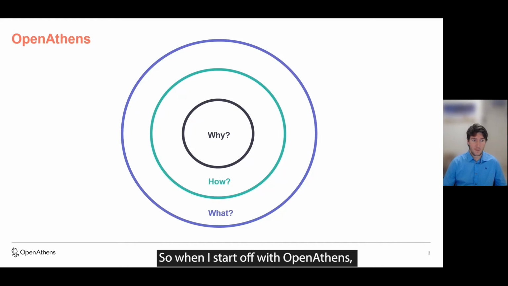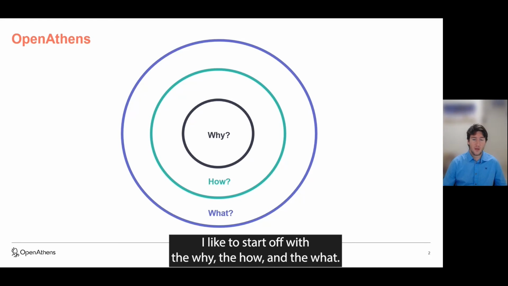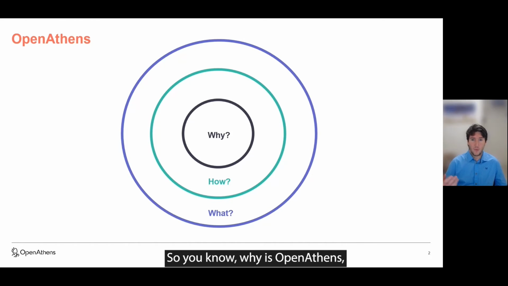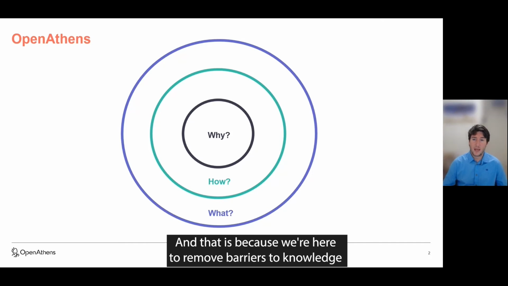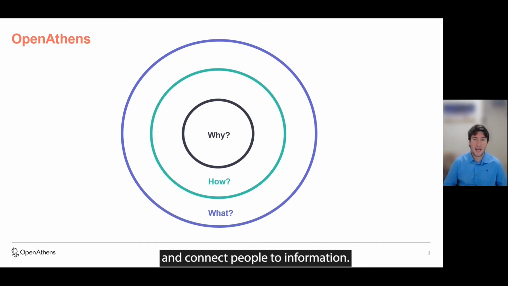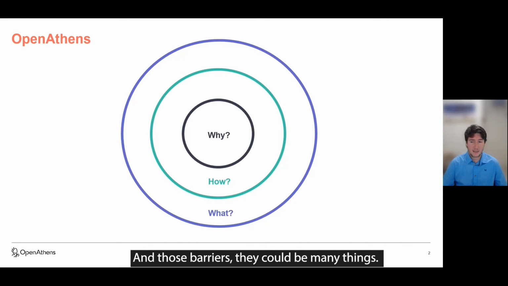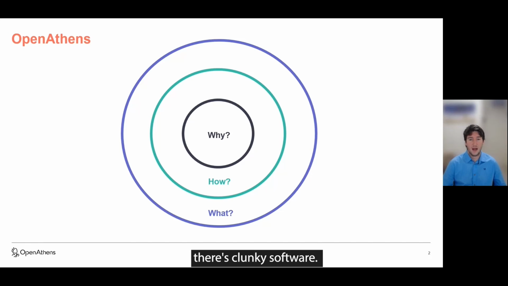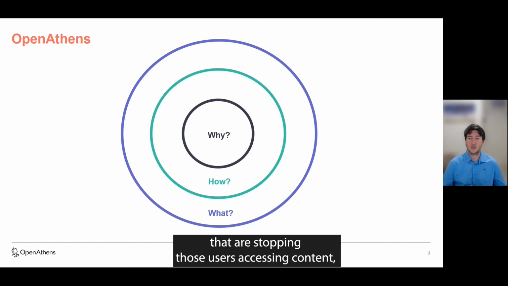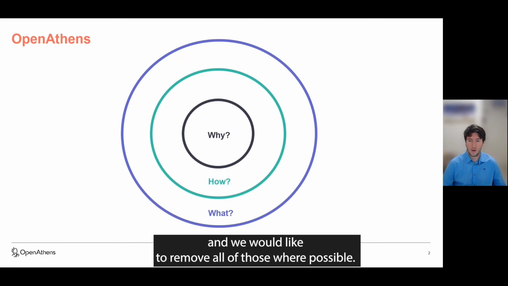So when I start off with OpenAthens, I like to start off with the why, the how, and the what. So, why is OpenAthens? Why did we come about with the service? And that is because we're here to remove barriers to knowledge and connect people to information. And those barriers, they could be many things. They are paywalls, they are login screens, it's clunky software. So there's lots of different barriers that are stopping those users accessing content. And we would like to remove all of those where possible.